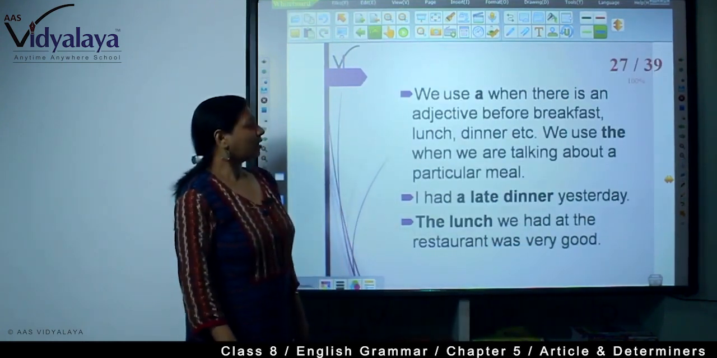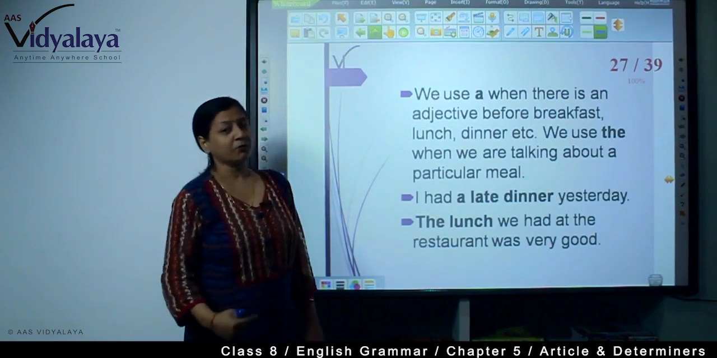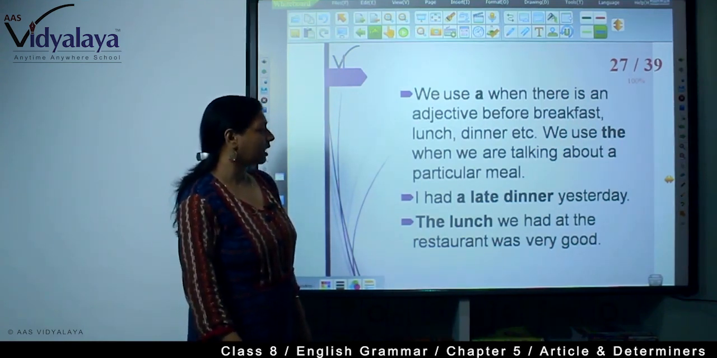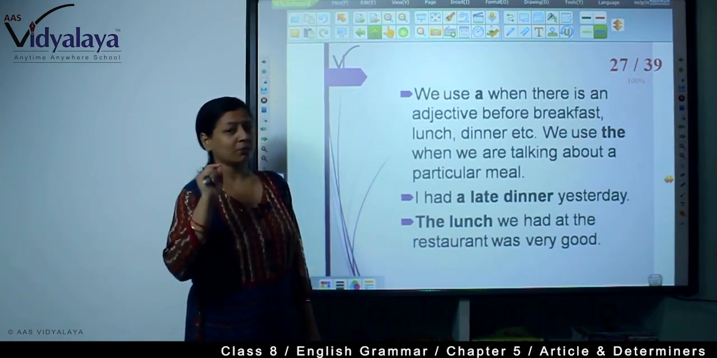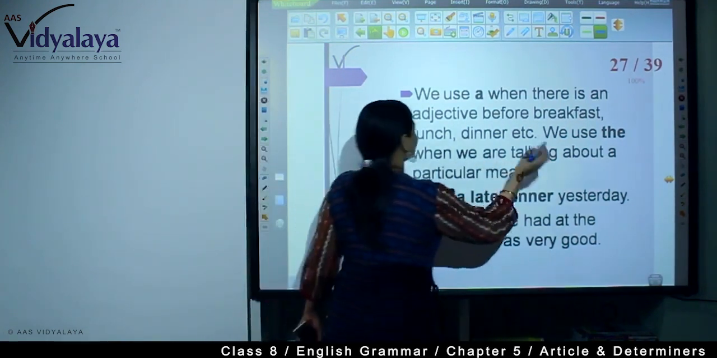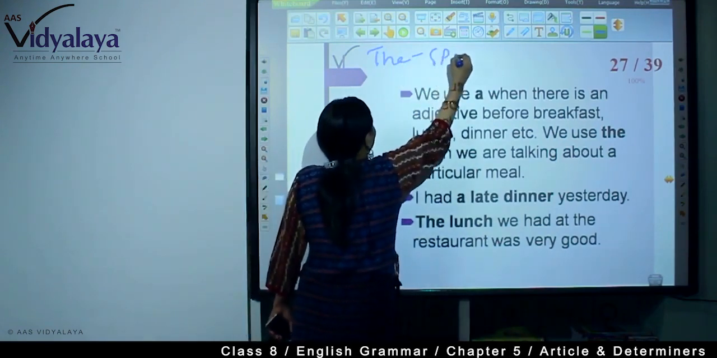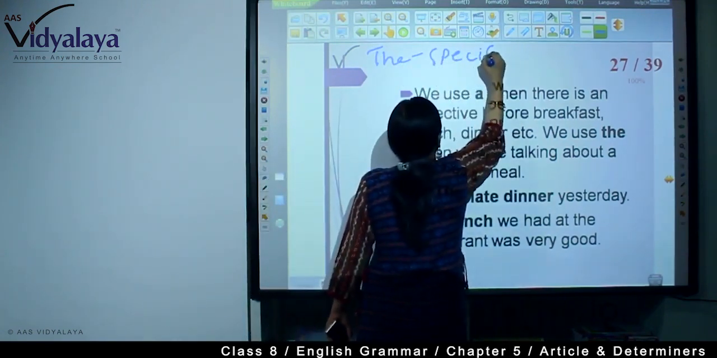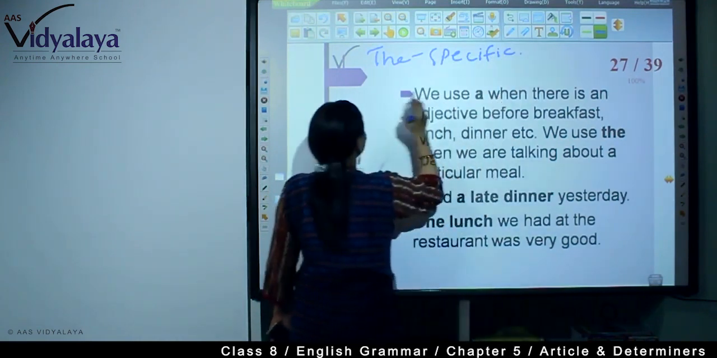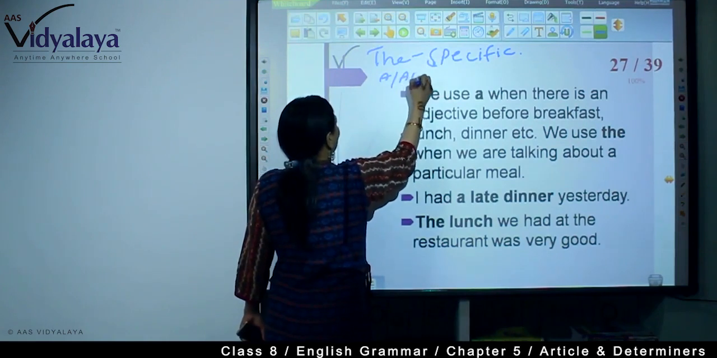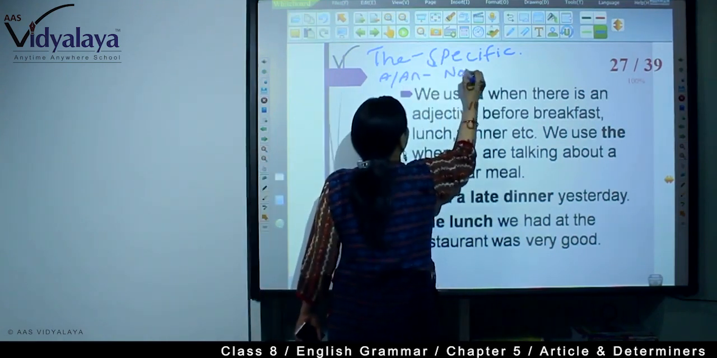We use a when there is an adjective before breakfast, lunch, dinner, etc. We use the when you are talking about a particular meal, because the is for a specific thing. The is specific, and a and an are non-specific.